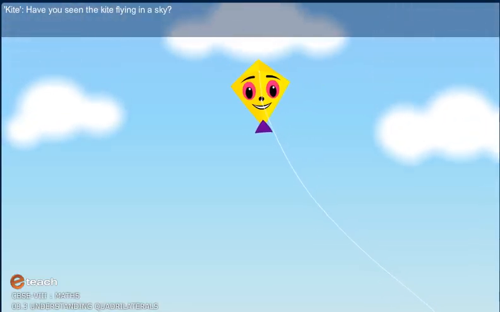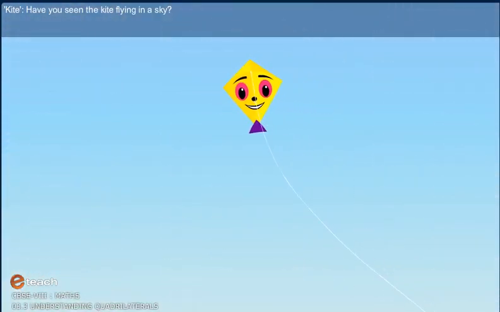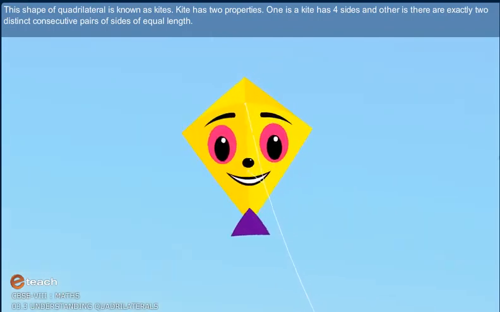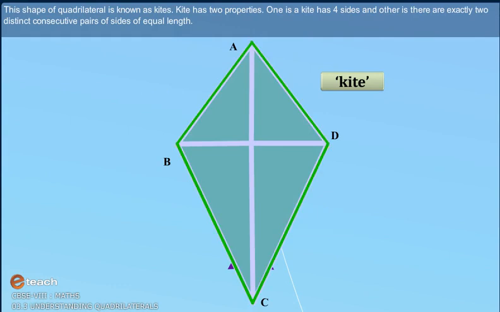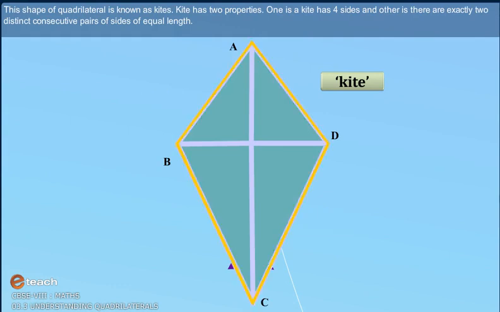Kite. Have you seen the kite flying in the sky? This shape of quadrilateral is known as a kite. A kite has two properties. One is a kite has four sides, and the other is there are exactly two distinct consecutive pairs of sides of equal length.